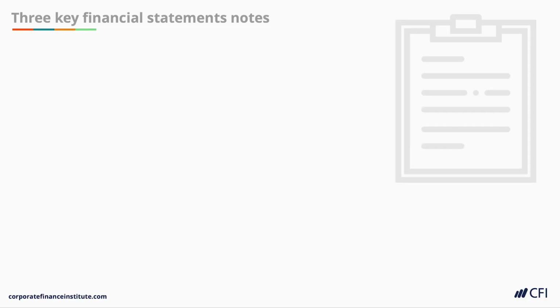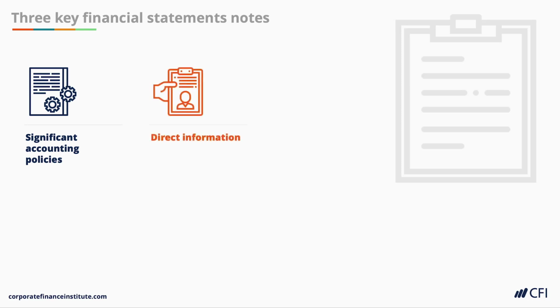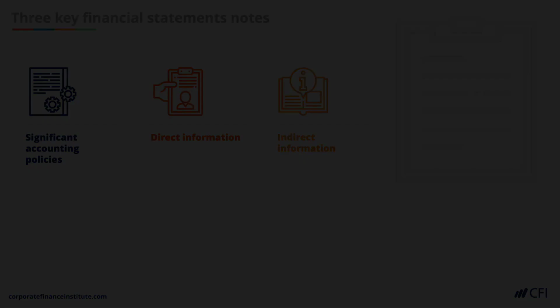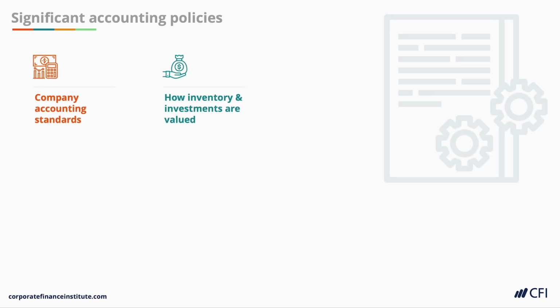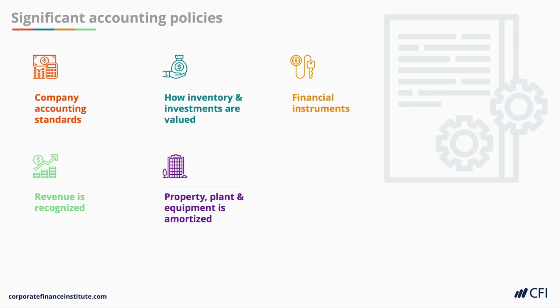There are three types of notes of the financial statements: significant accounting policies, direct information, and indirect information. Perhaps the most important financial statement note is the first one that's presented, the Significant Accounting Policies Note. This note presents important information such as which accounting standards the company follows, how inventory and investments are valued, what type of financial instruments the company has, how revenue is recognized, how property, plant, and equipment is amortized, and any other significant policies that would help the reader understand the statements.